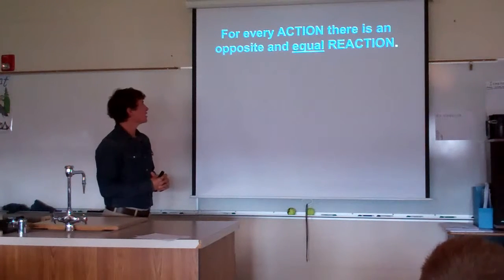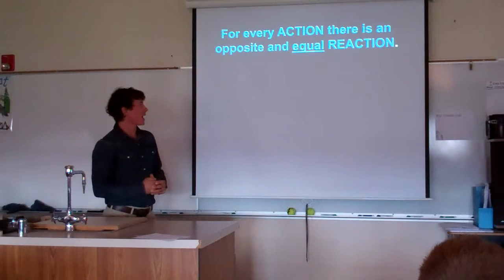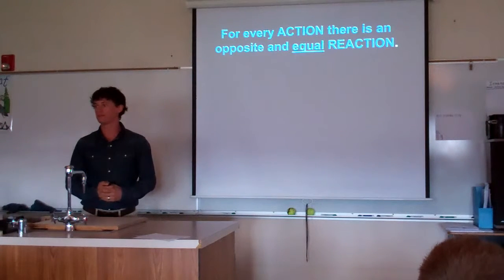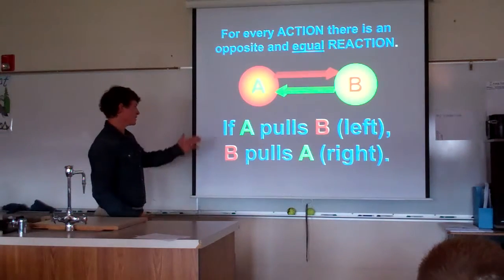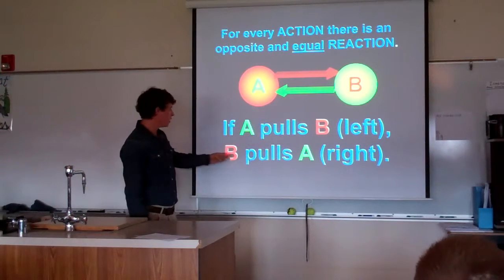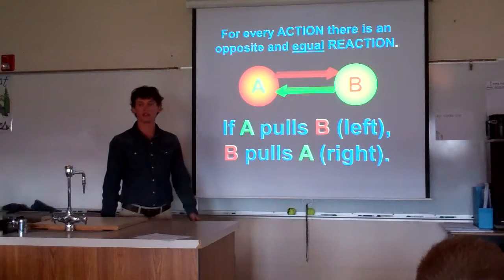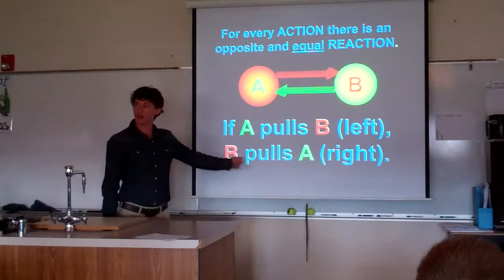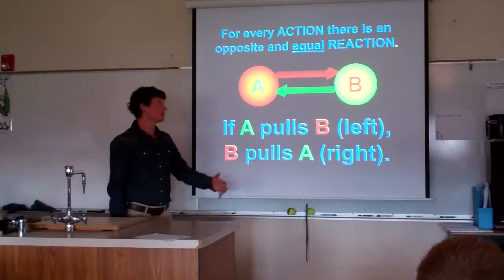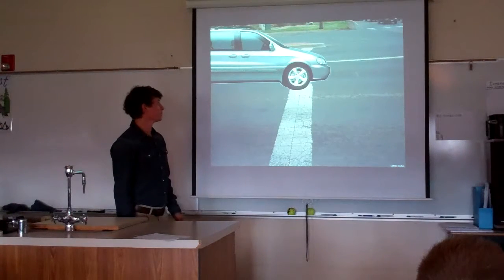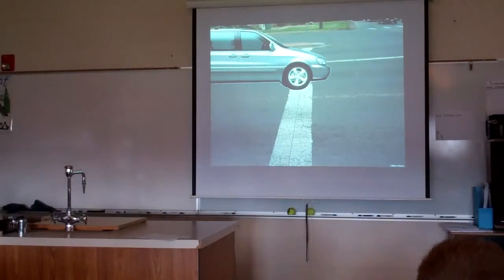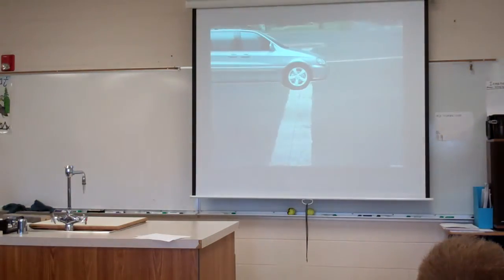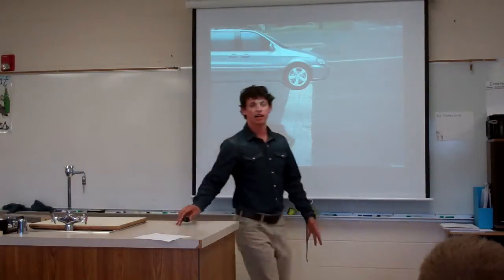Okay, for every action there is an opposite and equal reaction. You have probably heard this in 8th grade or so. So that means if A pulls B left, B also has to pull A right. That's a generic example here. Lots of examples in the real world here. All right, so we got a car. Okay, and actually, forget the car for a second. Let's just talk about walking for a minute.